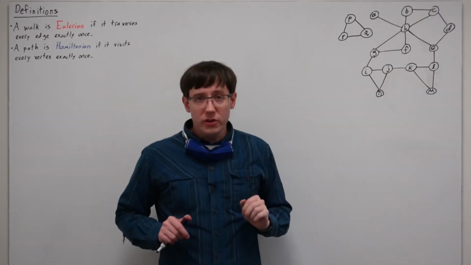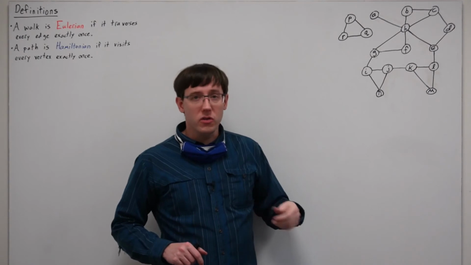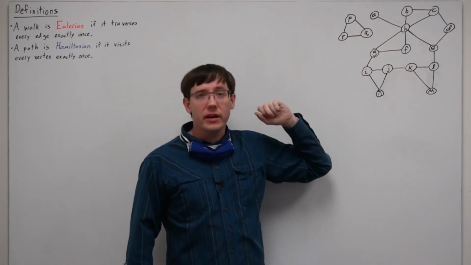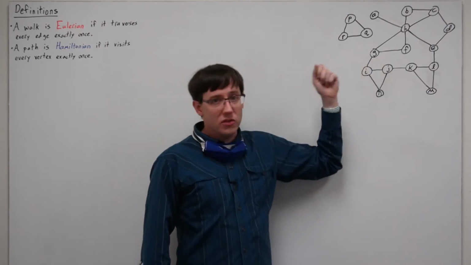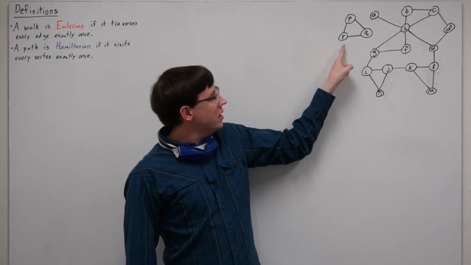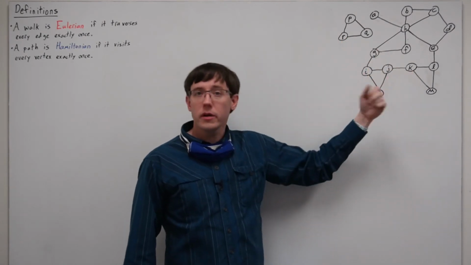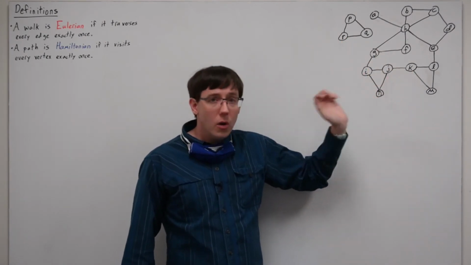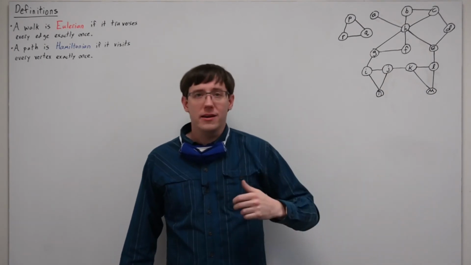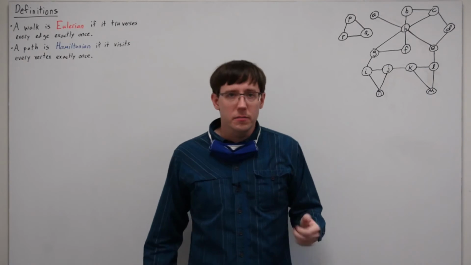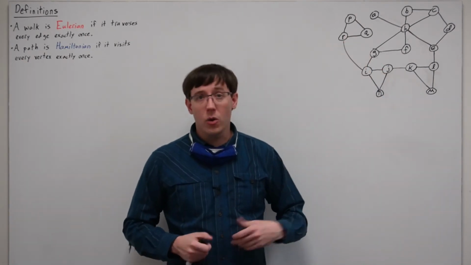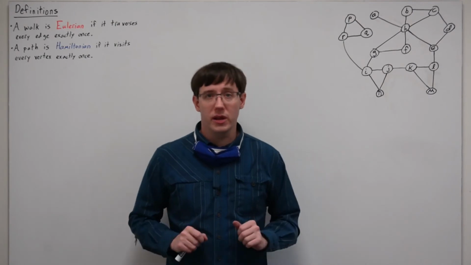With our graph mostly restored, we can think about whether there is any walk that traverses every edge exactly once or visits every vertex exactly once. But immediately we see that with two separate components, there's no hope of finding any such walk. So let's add back the edge that makes our graph connected. And now we can try looking for an Eulerian walk or a Hamiltonian path.